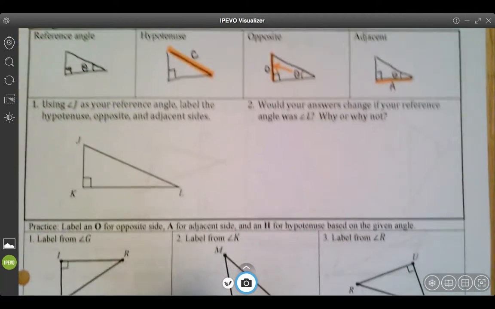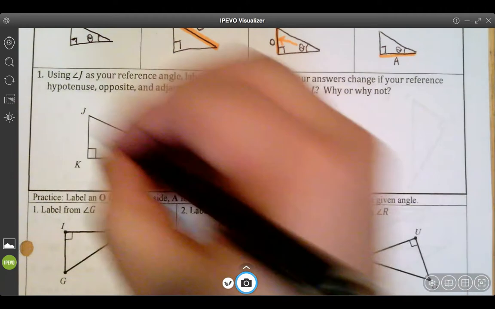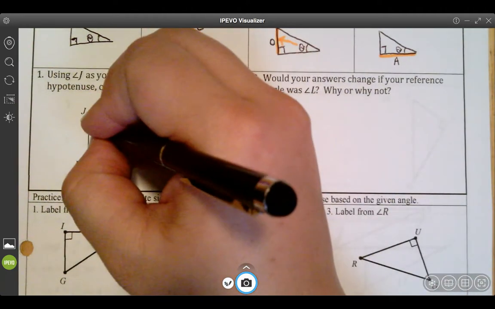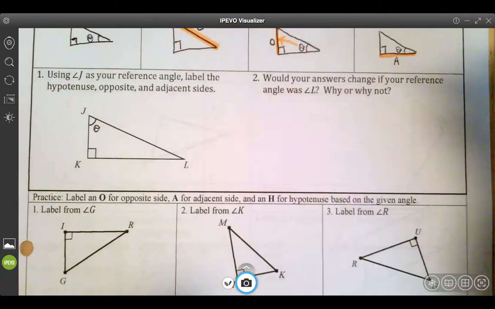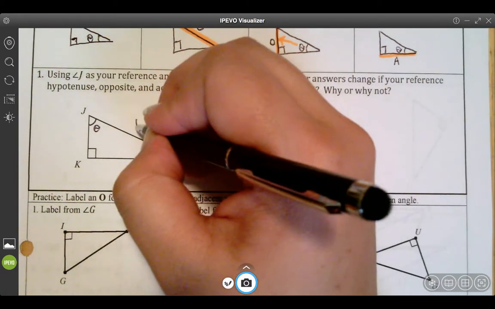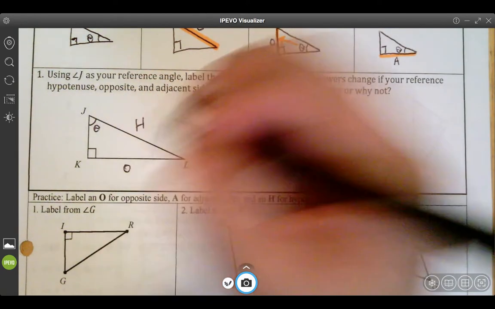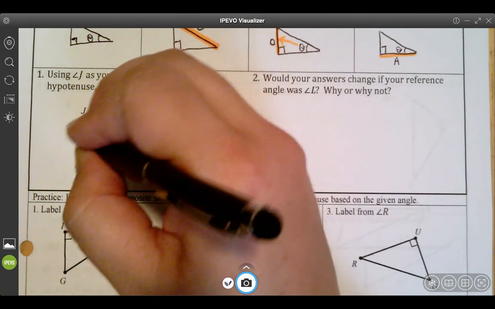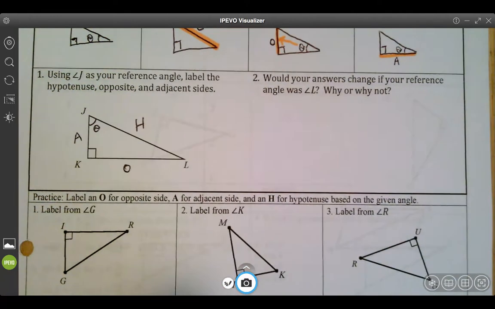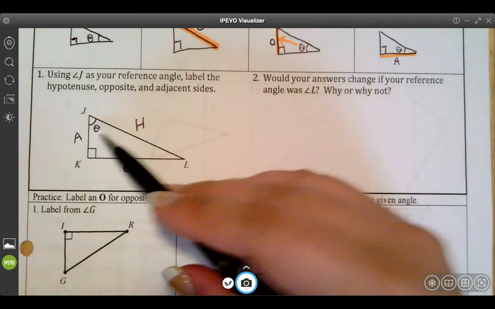So if we're looking at this first example, our triangle here, if we're using angle J as our reference angle, we'll go ahead and mark it here. And I'll use theta to mark this angle. We want to label the hypotenuse, opposite, and adjacent. Well, the hypotenuse is always across from the right angle. Opposite does not touch the angle, and adjacent is the non-hypotenuse side touching the angle. Every right triangle will have a hypotenuse, an opposite, and adjacent for both angles.